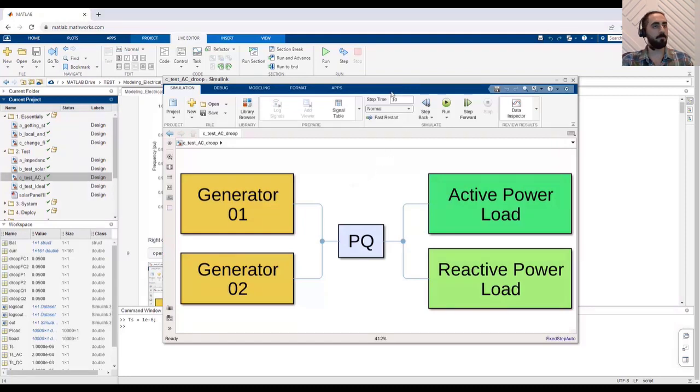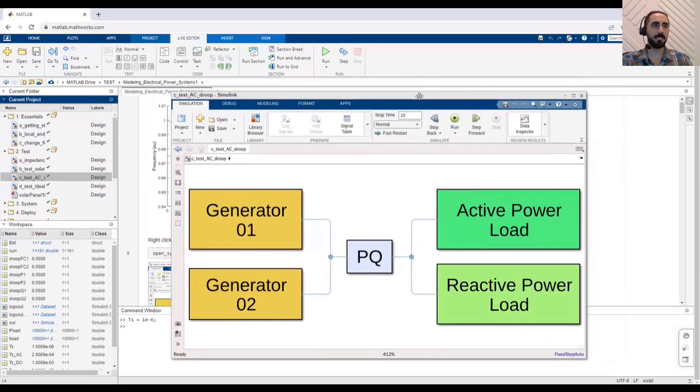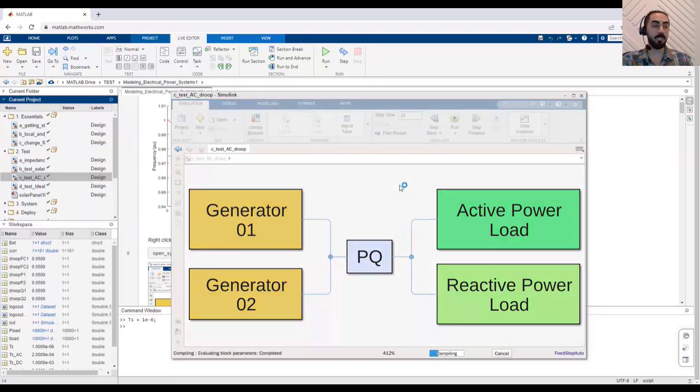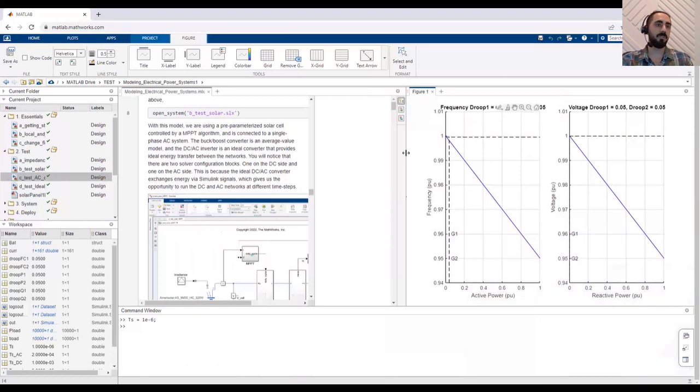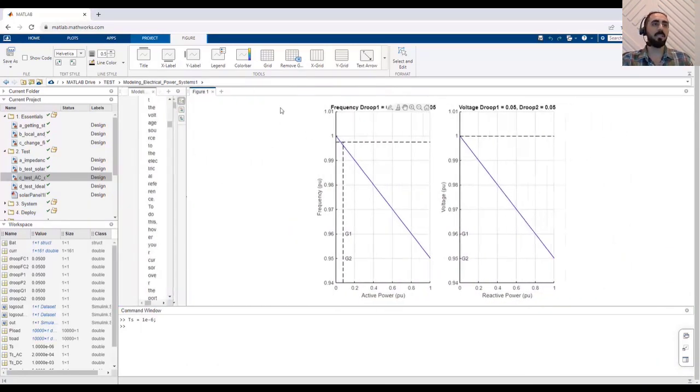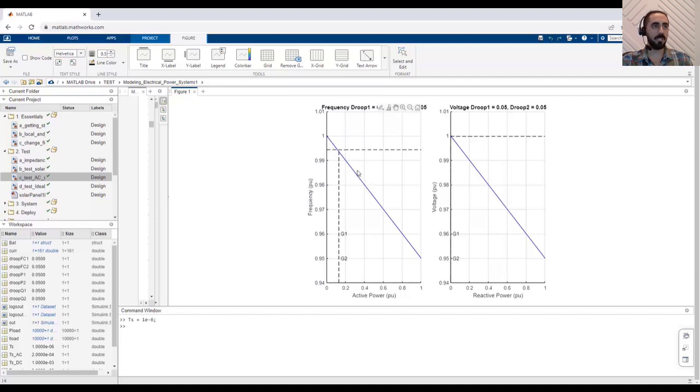And as I mentioned, these are two parallel generators connected, and we're gonna make sure the voltage and frequency droop for power sharing is working correctly. So here we have droop P1 and P2 equal to 5%, 0.05. When we run the system and take a look at the frequency droop on the left side, we have this blue curve for both of them, but for the voltage droop on the right side, we don't do anything with that, so it's not working at the moment.